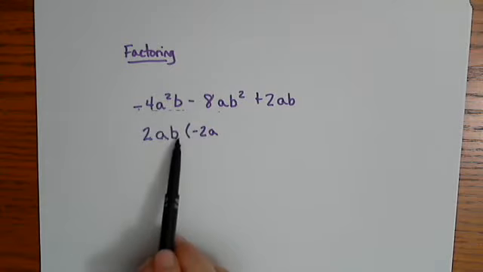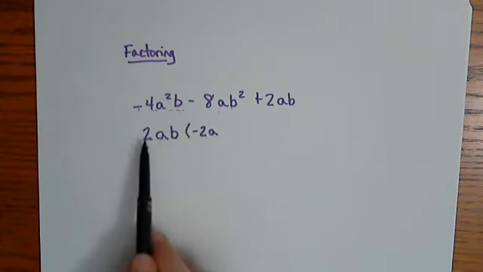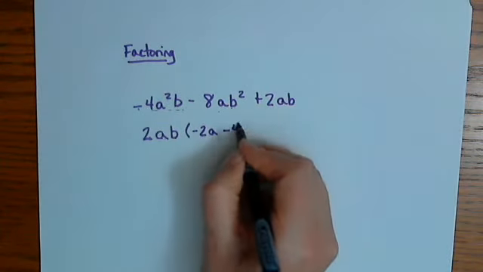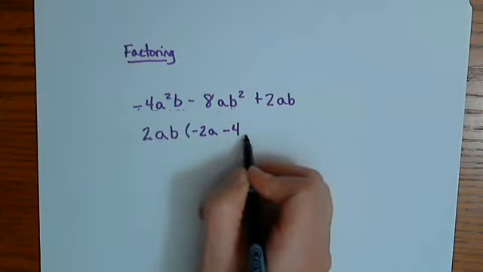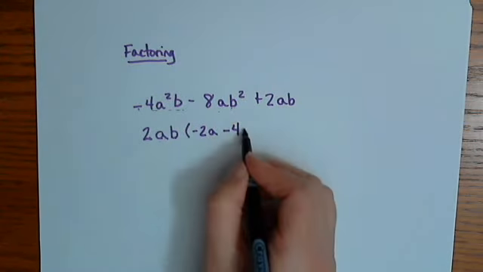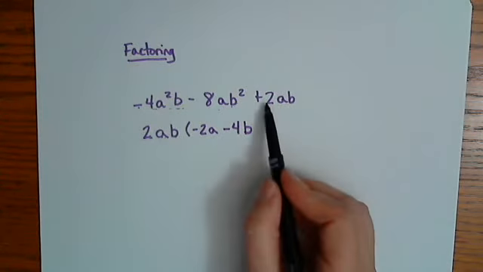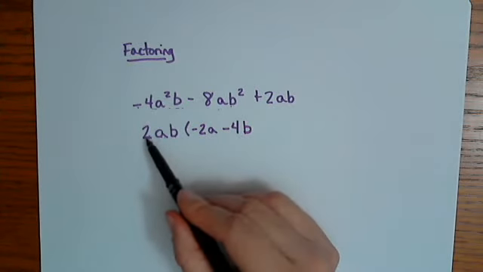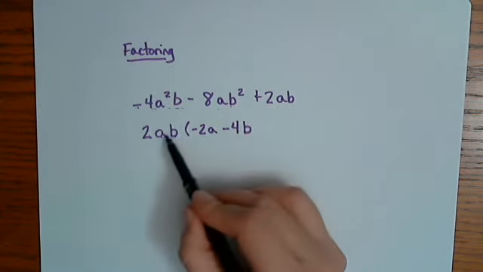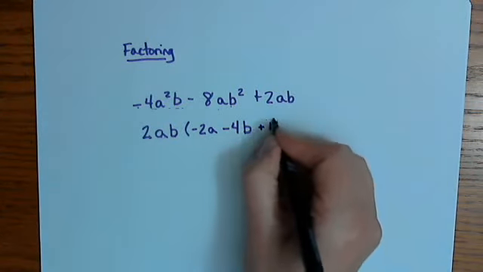Now I'm going to do the same thing for the middle term. Again, negative 8 divided by 2 is going to leave me with a negative 4. A divided by A is just going to be 1, so there's no A term here. And B squared divided by B is going to be a B. Are y'all with me? And finally, on this last one, I have a plus 2AB, and I'm going to be dividing that by 2AB. So 2AB divided by 2AB is going to be just a plus 1.